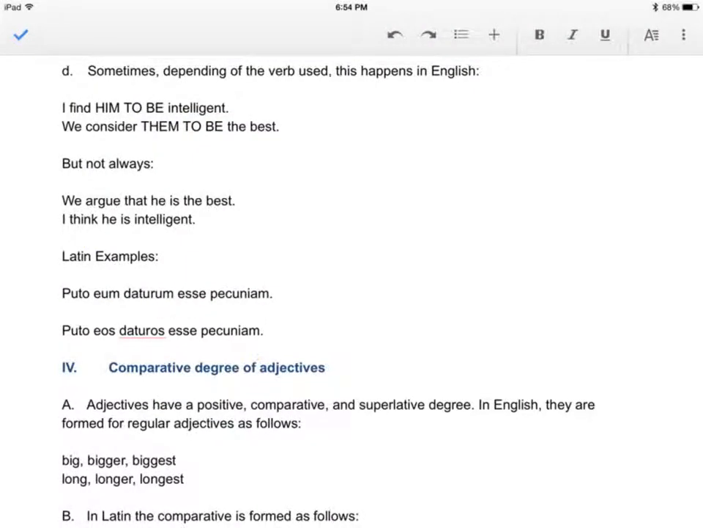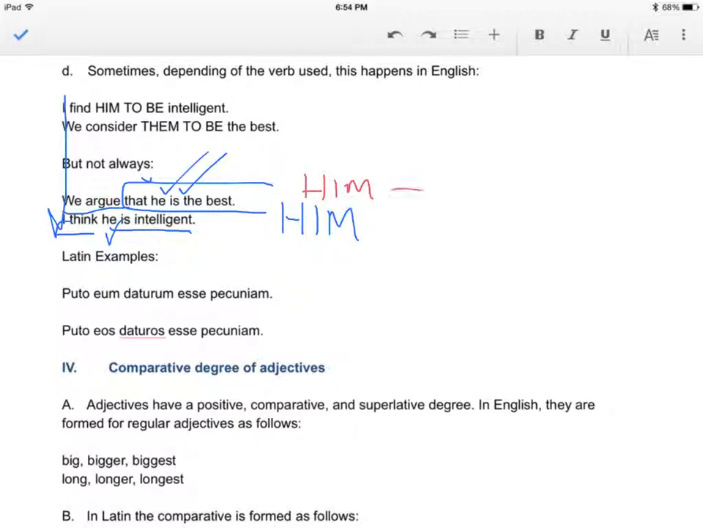More regularly, you get these kind of examples. We argue that he is the best. Now this he is the nominative, and is is not the infinitive. Or I think he is intelligent. Again, you don't say in English, I think him to be intelligent, but Latin always says, I think him to be intelligent. It's very awkward in English. Or you never say in English, we argue that him to be the best. But Latin always says it with the accusative subject and the infinitive verb.